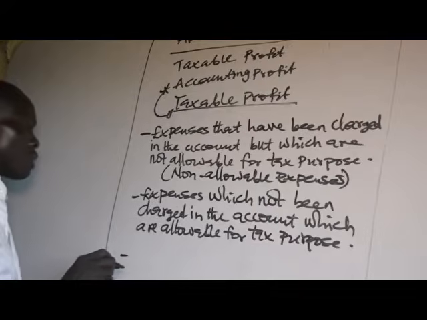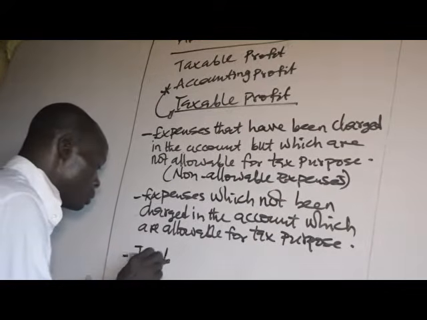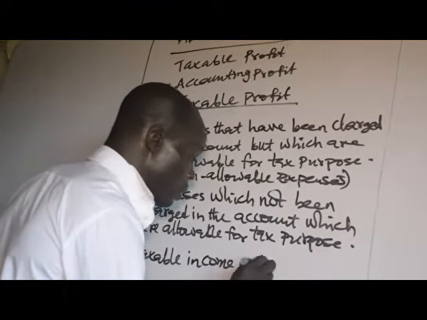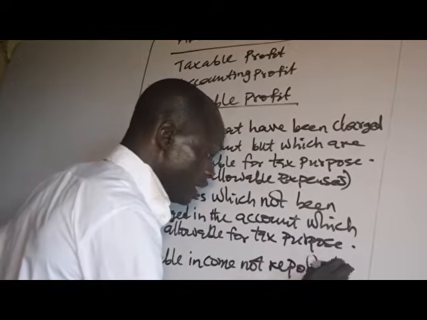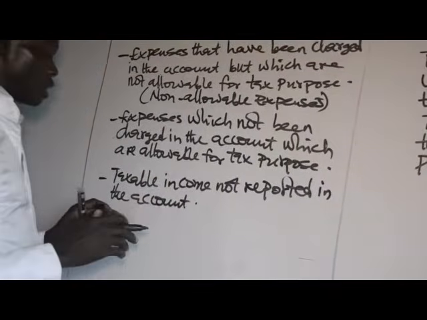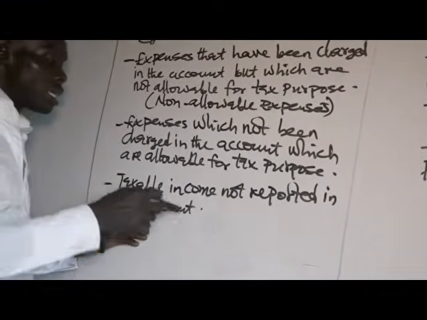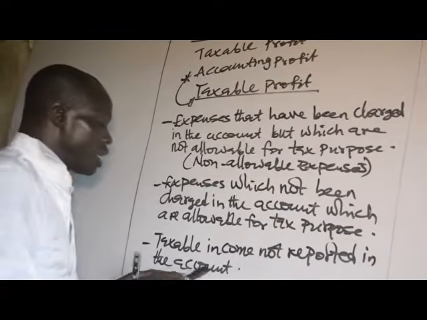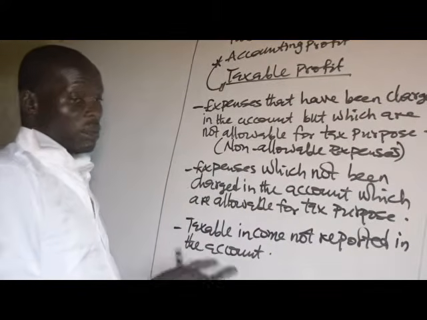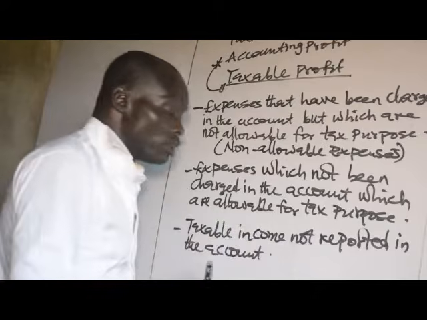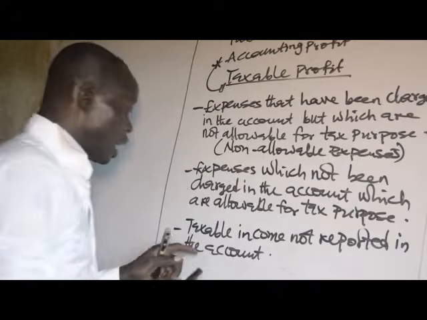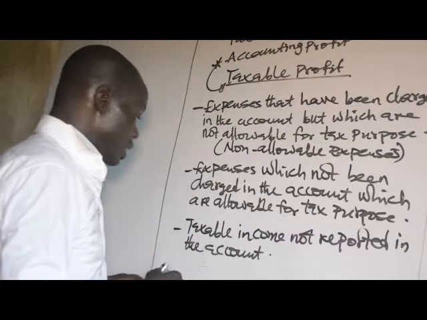Then we also have taxable income not reported in the account. These are incomes, rather. This income is taxable in the hands of the recipient, but it has not been included as part of the income shown in the statement of profit or loss, that is, in the net profit figure. So we call them taxable income not reported in the account.